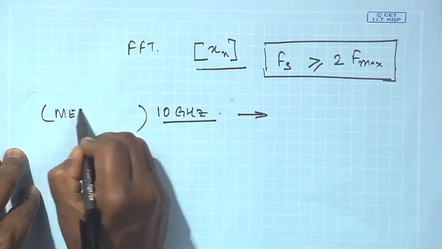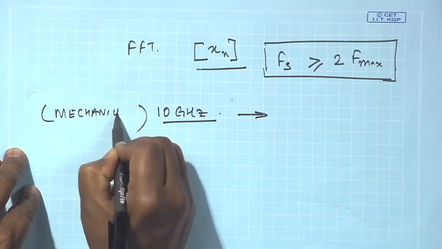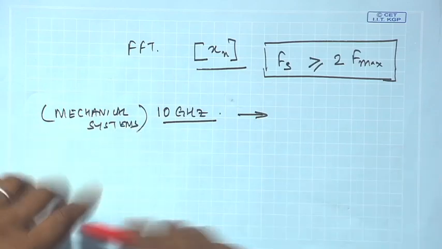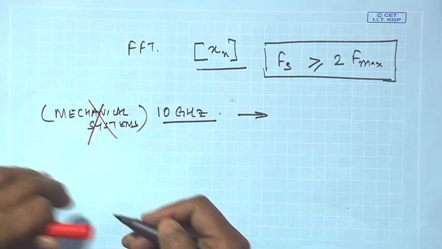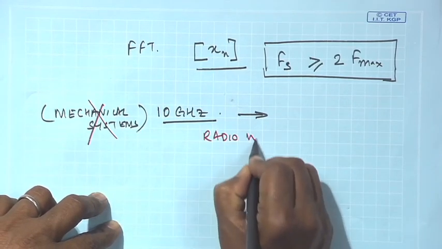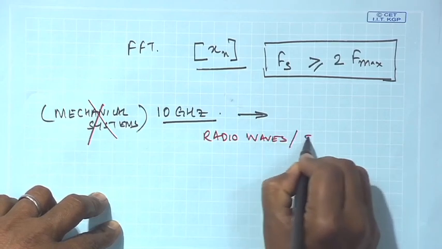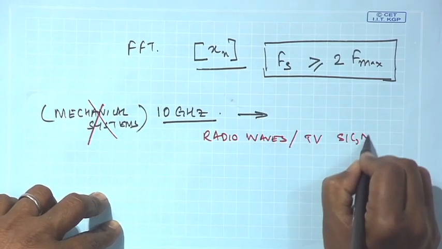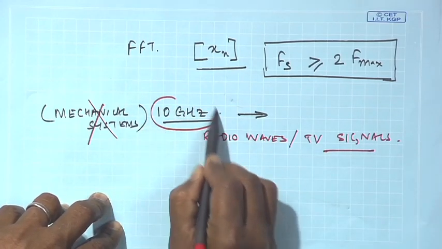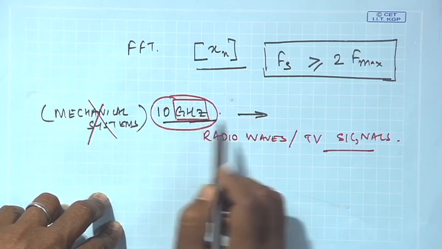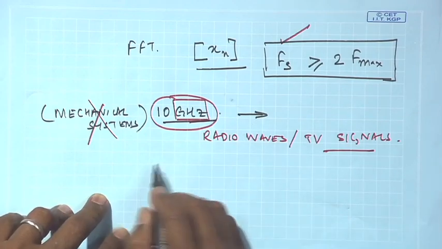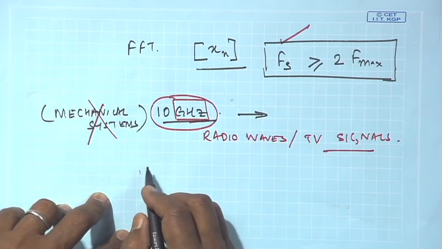We do not have such signals in mechanical systems. But perhaps some electromagnetic waves like radio waves, TV signals, etc., very high frequency signals. So, the question is, if my signal is at such a high frequency, I need to have a sampling frequency higher than that. So, this is the limitation of the traditional hardware.